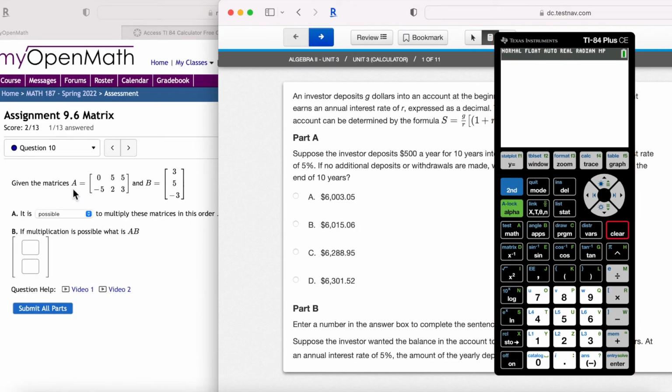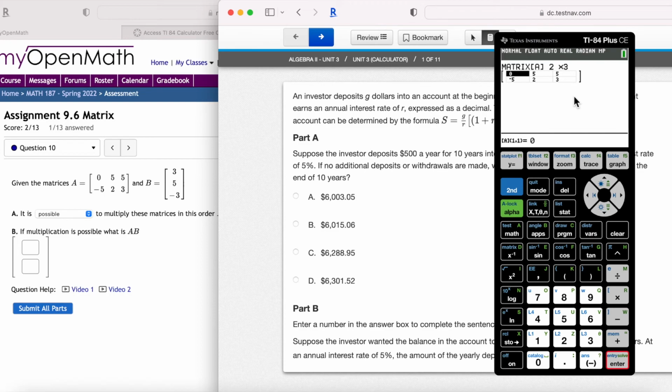I need to enter A and B into my calculator. So I need to go under matrix, second matrix, and then go to edit and choose A. My matrix A is 2 by 3. So I have 0, 5, 5, negative 5, 2, 3.